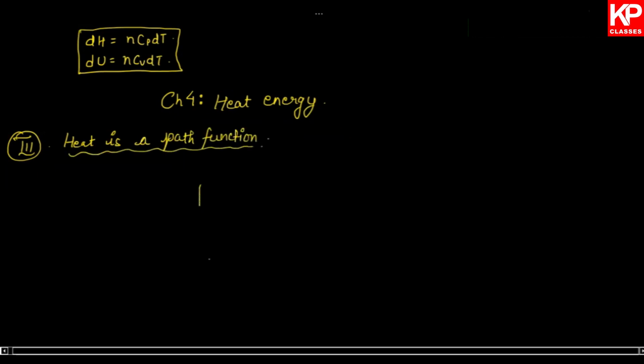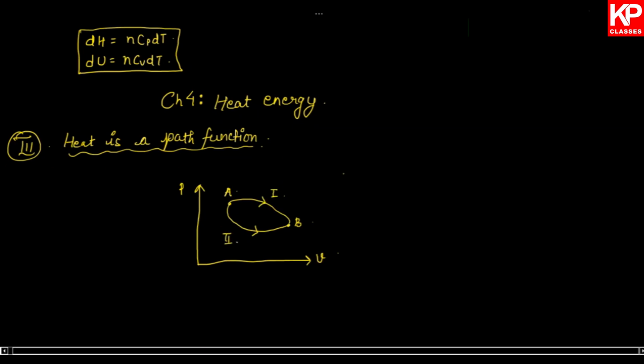So consider a system. I'm just drawing a PV curve for this. It will be much easier to understand based upon the diagram. Consider a system, say at state A, that is the initial state, and it is going to a state B, a final state, by two different processes, by two different paths basically. So this is path 1 and this is path 2.